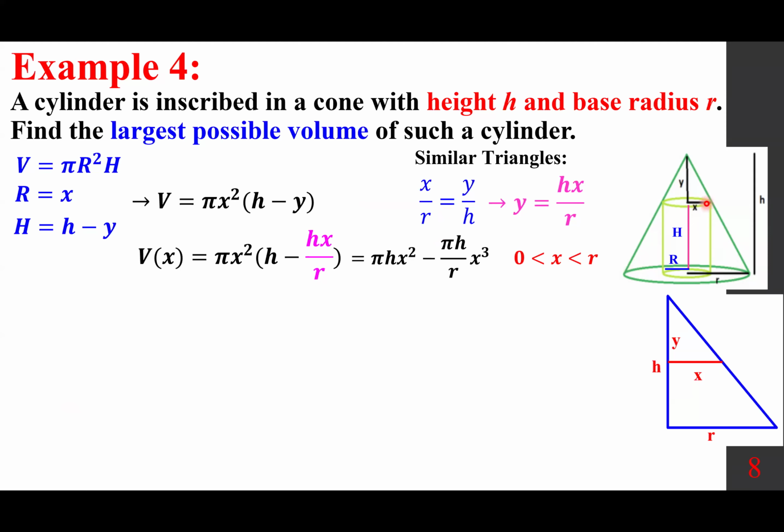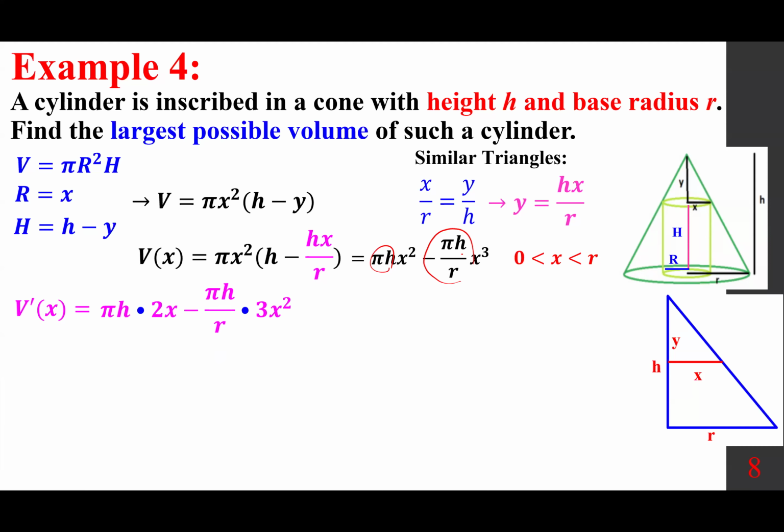Take a look. The radius of the base of a cylinder can't be 0, has to be larger than 0, otherwise there is no cylinder. And it has to be less than r, which is fixed, which is the radius of a cone, otherwise it's not going to fit in there. So we are going to differentiate. So to differentiate, starting with this one, pi h times 2x minus pi h over r times 3x squared.